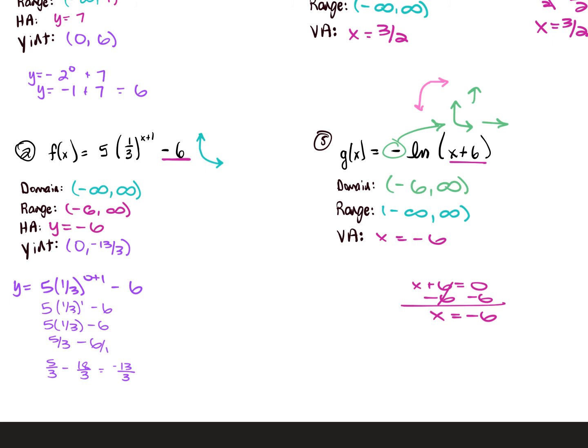Okay? Just like if it was an exponential function and there was a negative in front of the parentheses, for example, 2, it would be in front of the 5. It wouldn't be 5 minus the 1/3. It would be negative 5 times.